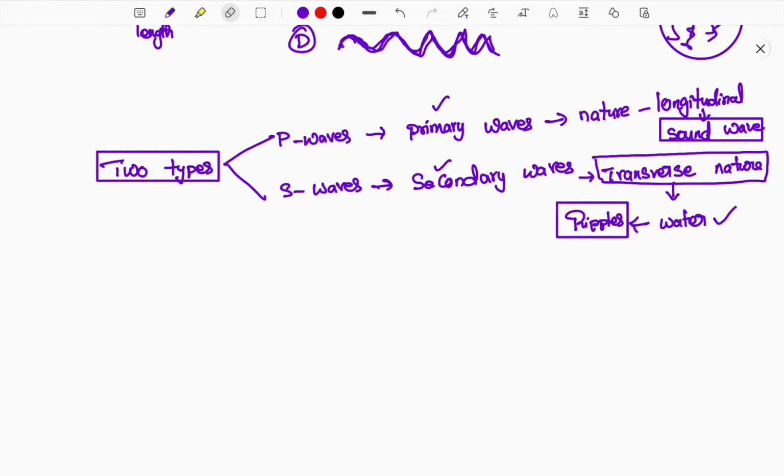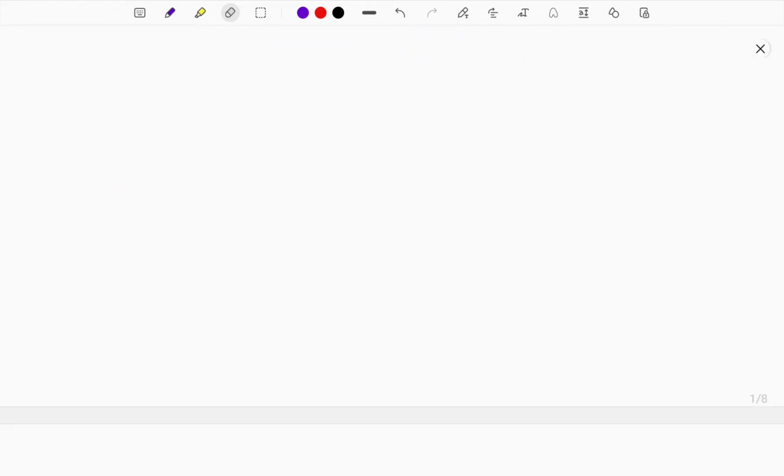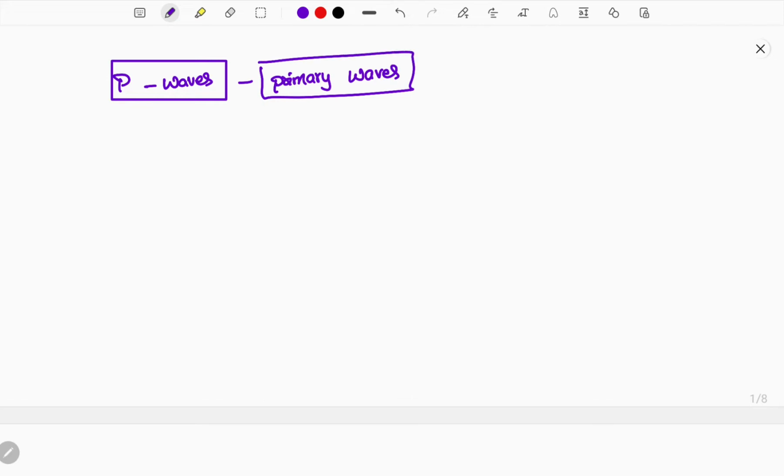Now we are getting into detail of the so-called P waves. Now we are studying P waves. P waves are called primary waves. So you know that P wave is a primary wave. Everybody has clarity in that? Okay students, hope you are much clearer. These are the first to reach, so they are called primary.